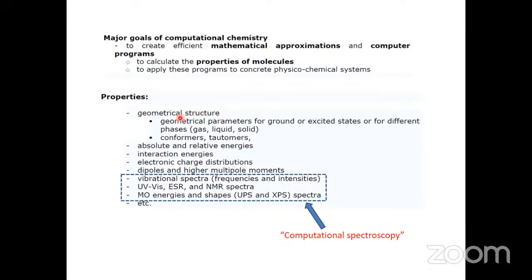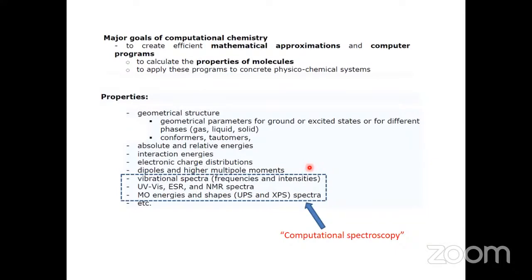the ground and excited states of different phases of matter like gas, liquid and solid. Not only these geometrical parameters, we can also assess the energies associated with conformations and tautomers. Whenever we talk about weak interactions, it may be hydrogen bonding, unconventional hydrogen bonding, or van der Waals interaction, they also provide the energy parameter which we call interaction energy. They also provide us with electronic charge distribution, dipoles, and higher multipole moments, which is helpful in predicting certain very important properties.